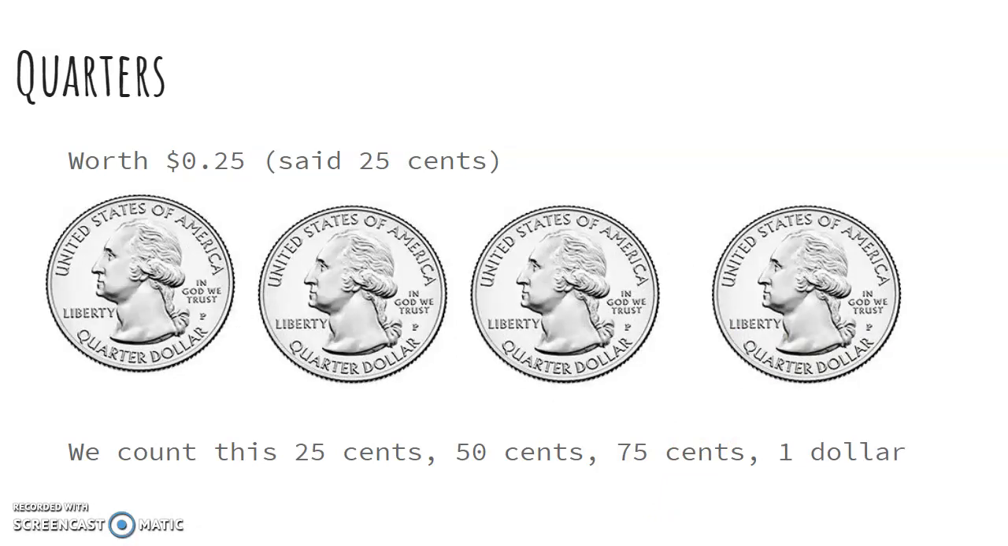Quarters. A quarter is worth 25 cents. So I have 4 quarters. So I need to skip count by 25 to find out how much I have in quarters. So I have 25 cents, 50 cents, 75 cents, and then $1.